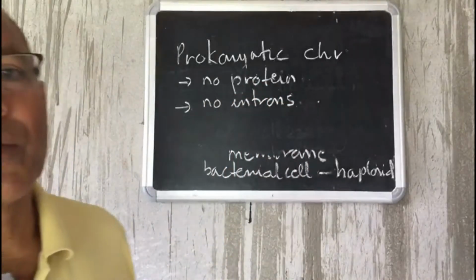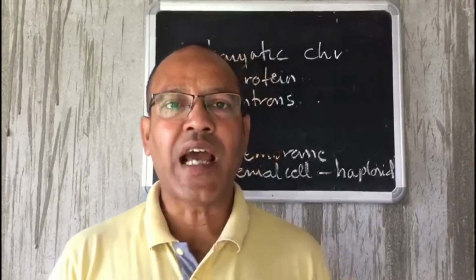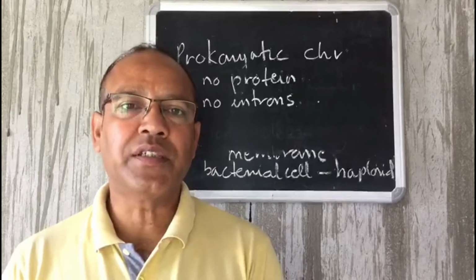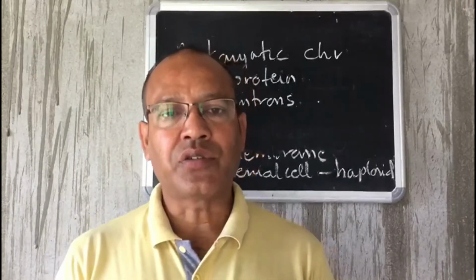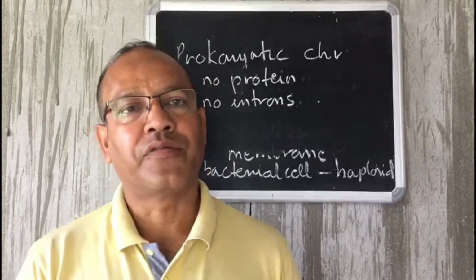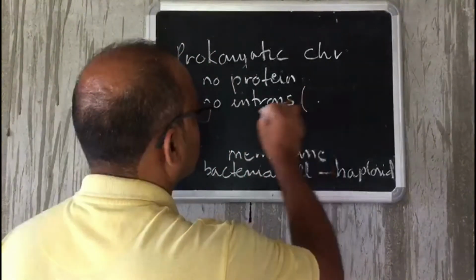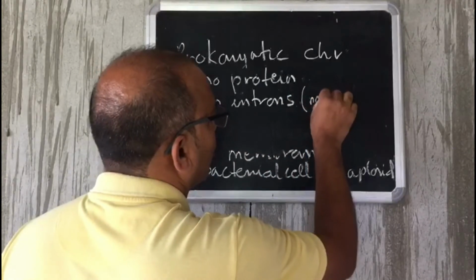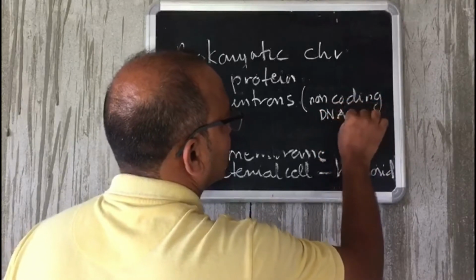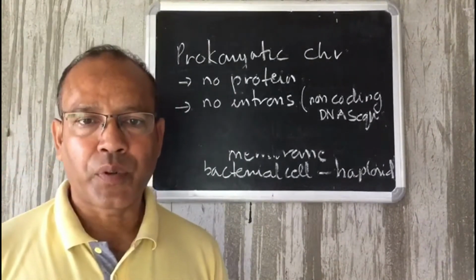Now normally in a eukaryotic chromosome we have introns and exons. The exons are the genetically active part, whereas introns are just an intervening sequence which is made up of repetitive DNAs. These introns are absent in the case of bacterial chromosome or the prokaryotic chromosome. No introns means that introns, which are basically non-coding DNA sequence, are absent in the case of prokaryotic chromosome.